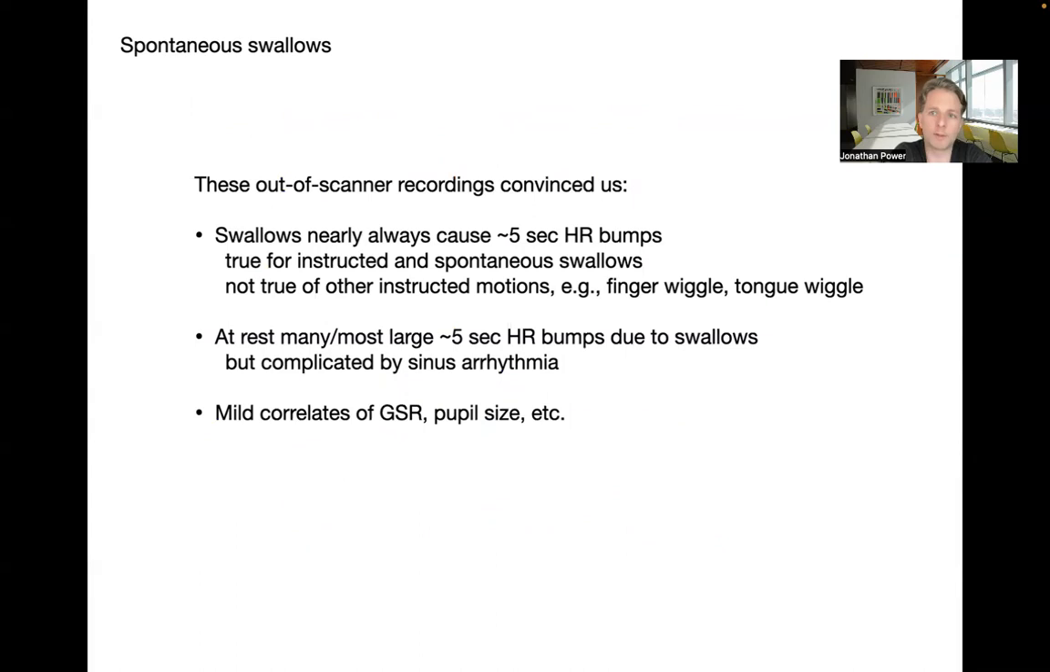So these out-of-scanner recordings convinced us that there was a pretty tight link between heart rate and a particular kind of modulation of heart rate and swallowing. There were also links to pupillometry and to GSR, but because it's so much easier to get the heart rate, and because the heart rate was as good as any of those other links, I'm just going to focus on that part of it.